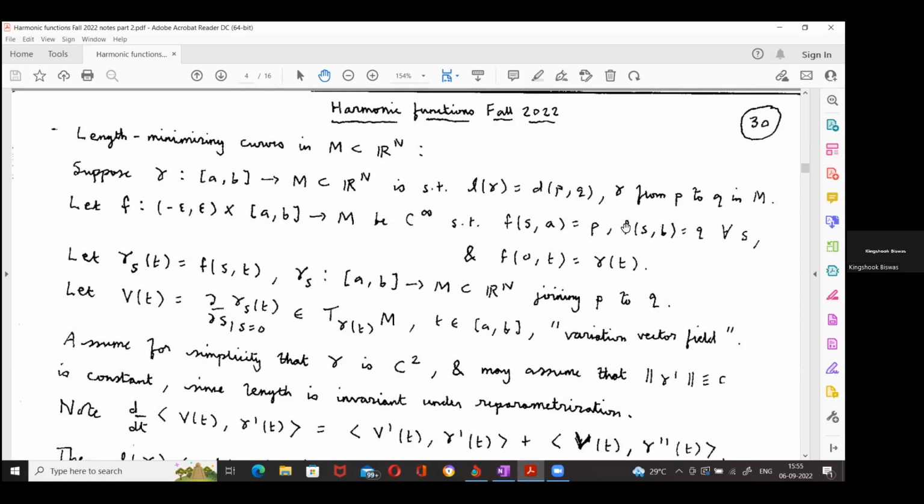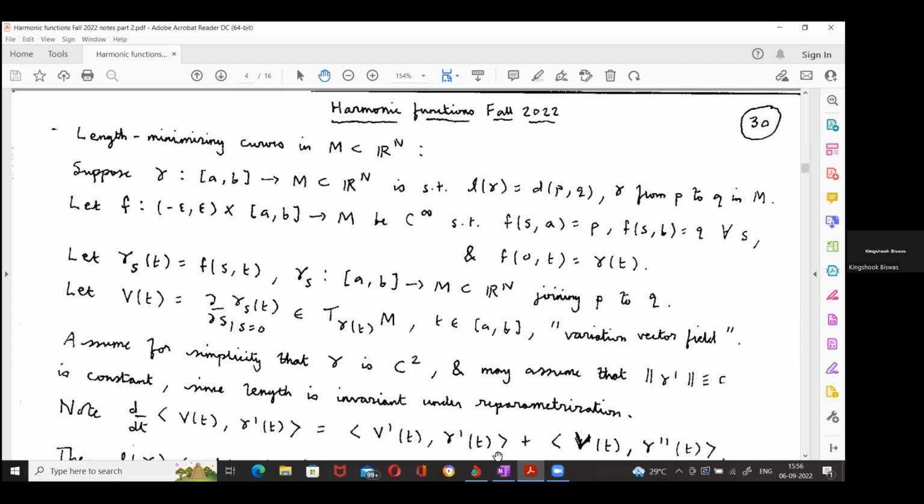So all of these curves start and end at P and Q. And f of 0 comma t, when s is 0, then I get the curve gamma of t. So I let gamma s of t be f of s comma t. So gamma s is a curve joining P to Q. And what I can do is look at what's called the variation vector field, V of t. So this is going to be del del s at s equal to 0 of gamma s of t.